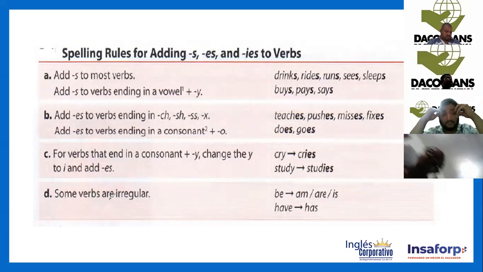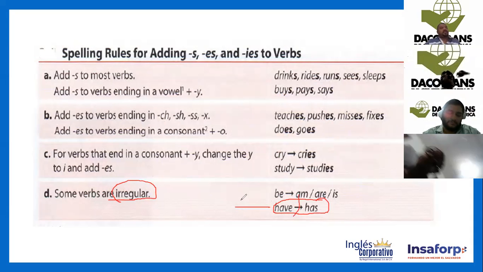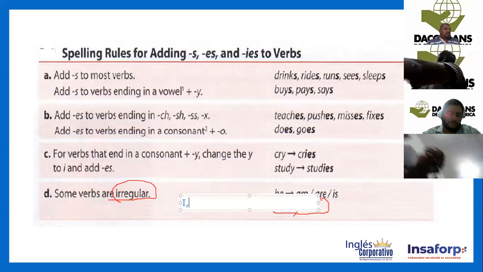Tenemos el siguiente, los verbos que son irregulares. Hay muchos verbos que son irregulares. Por ejemplo, el verbo to be, que ya conocemos que es am, is, are. Y luego tenemos el verbo tener, have or has. ¿Cuándo vamos a utilizar have? Vamos a utilizarlo con los sujetos de I, you, we y they.